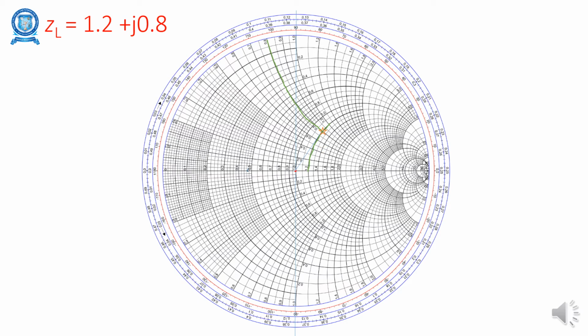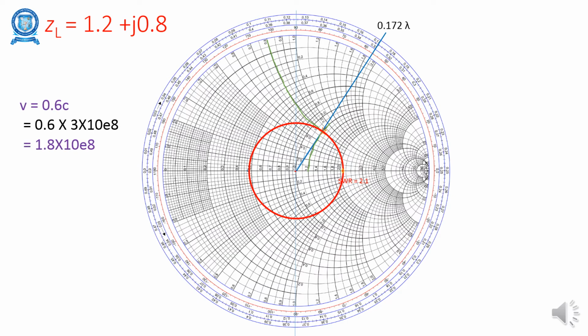On that circle, on the right side we have the SWR value. The SWR value is 2.1. After that, we draw a straight line through the center and the point, and on that line we get 0.172 lambda.